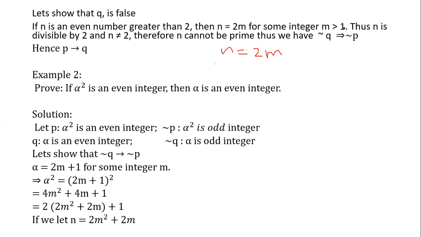So if m is greater than 1, we can just check it. When m is 2, 2m becomes 4. When m is 3, it becomes 6. When m is 4, it becomes 8. So if n is 2m and m is greater than 1, all the values we get are even numbers, and therefore none of them is a prime number. Hence, Q is false.